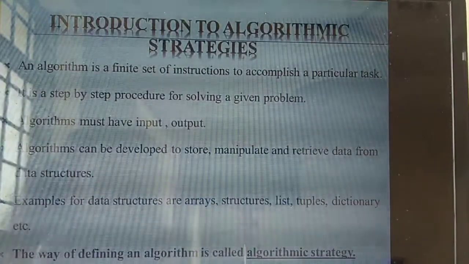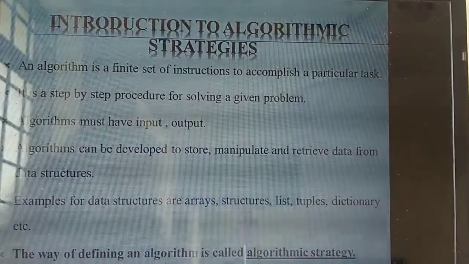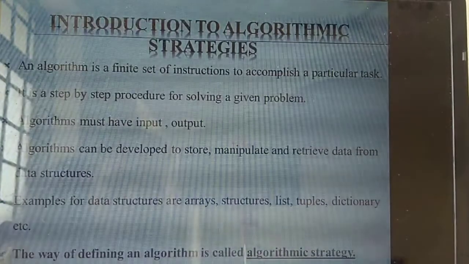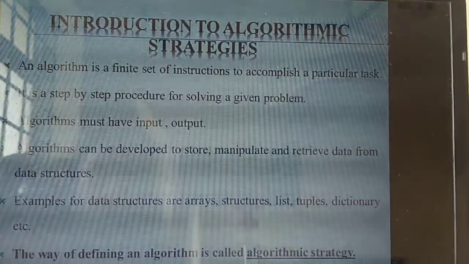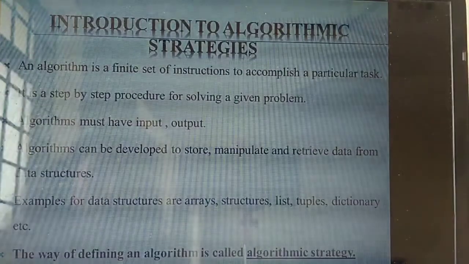Understand what you mean by algorithm? It is a finite set of instructions. What do you mean by instruction? First you do it like this. The second step is you need to do like this. The third step this. That is an order. Those are the instructions you are giving. That is an algorithm.